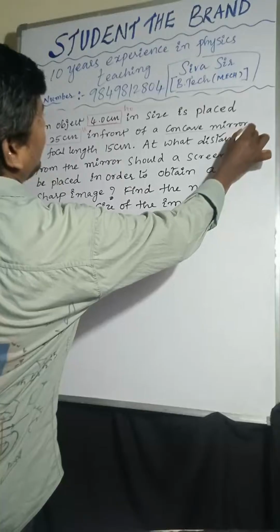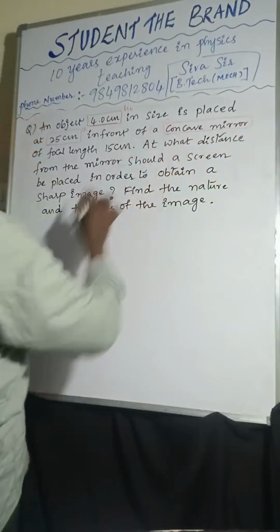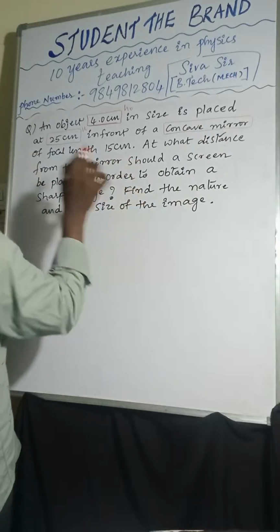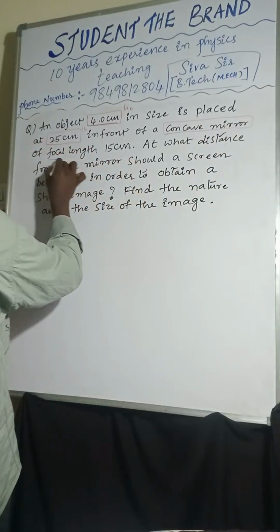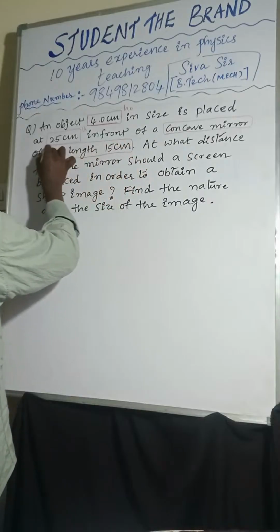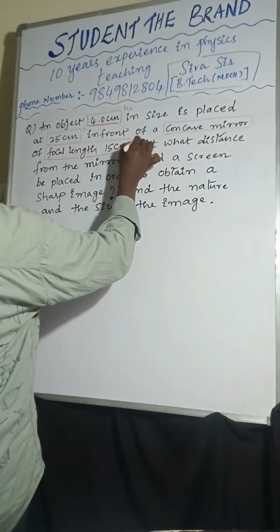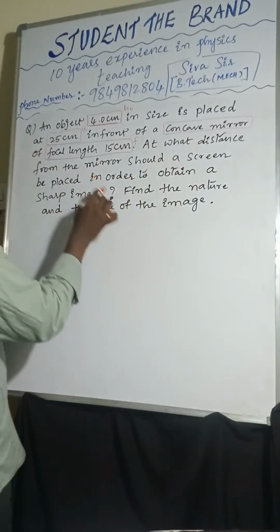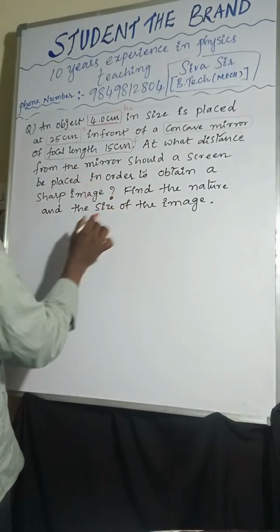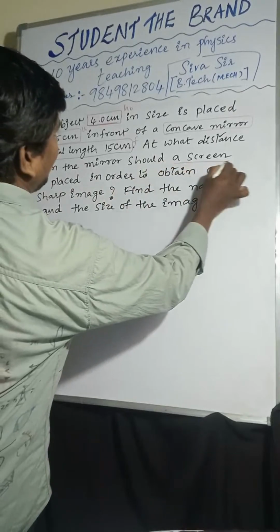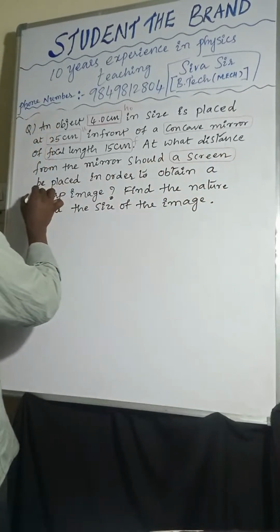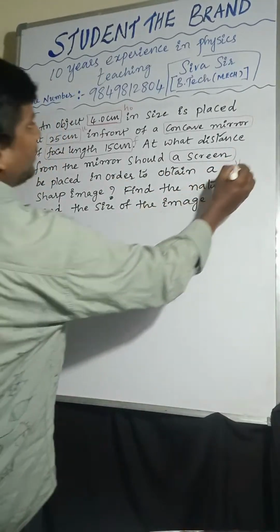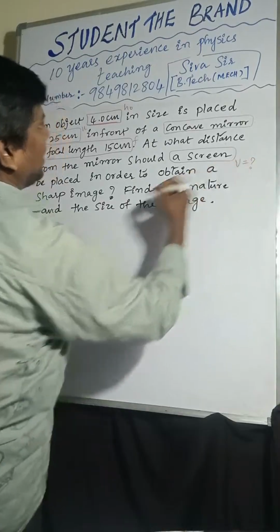So we have to understand what mirror is given. That is a concave mirror. Focal length is also given. What is the focal length? 15 centimeter. At what distance from the mirror should a screen be placed? Screen is nothing but image distance. We have to find the image distance.